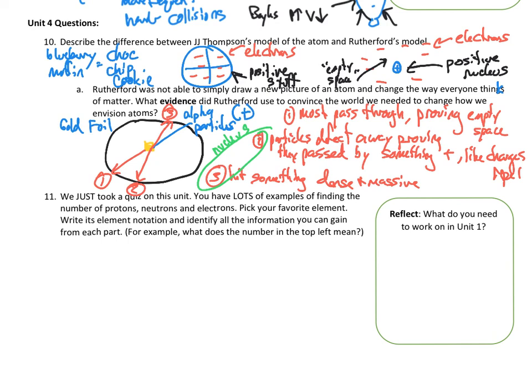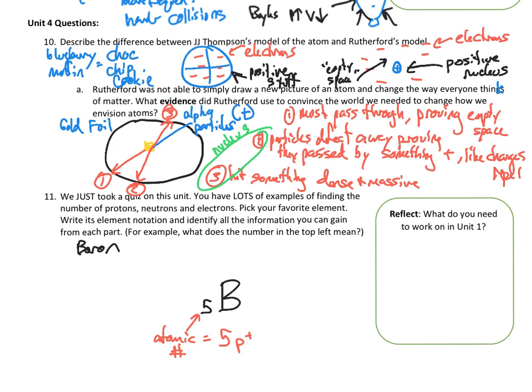And then lastly, let's talk about protons, neutrons, and electrons. So pick your favorite element. Well, I don't know that I have a favorite, but I am really fond of boron because I think it's fun to say. So write its element notation. Boron has the symbol B, and it's got an atomic number 5. So this is my atomic number. What does the atomic number tell me? Well, it tells me that this thing has 5 protons.